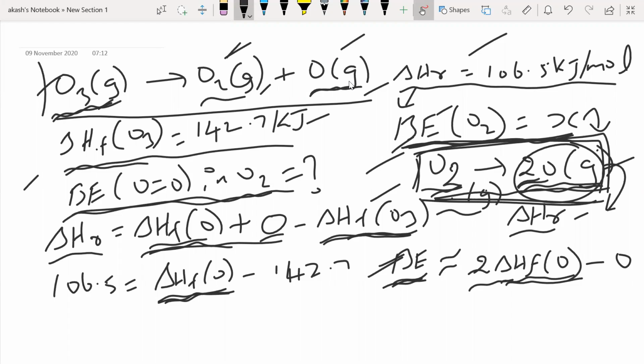What's the final answer for this, sir? I got 498.4. You got 498. 498.4 is correct. So you will see that the enthalpy of formation of O would be 106.5 plus 142.7, into 2 will be 407. It's correct. 498.4 is the correct answer. Okay, now we'll do one more problem.